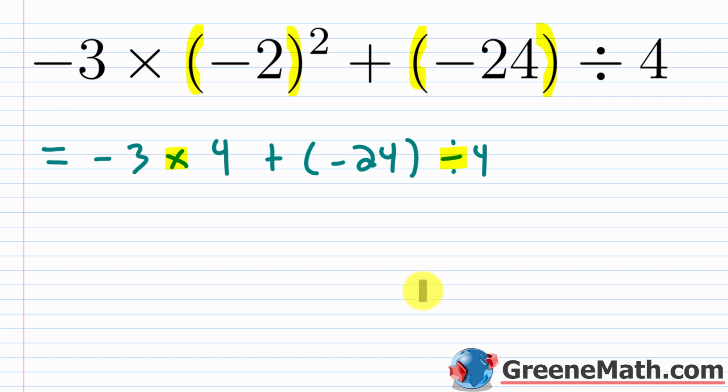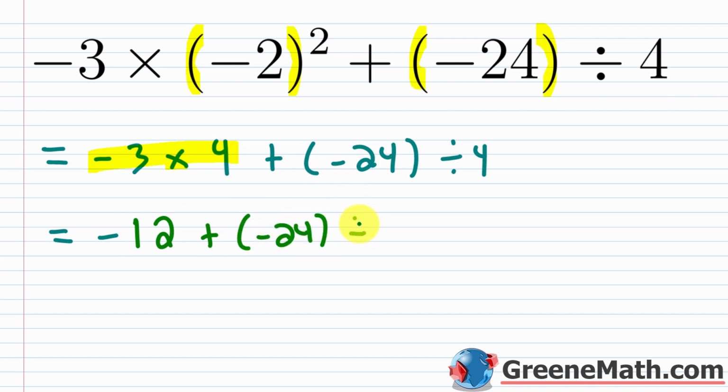Now working left to right, this multiplication occurs to the left of this division. So that means this one right here is the higher priority. So I'm going to do -3 times 4. A negative times a positive is a negative. And now I can just say, well, what is 3 times 4? That's 12. So this would be negative 12 here. Then we have plus negative 24 and then divided by 4.